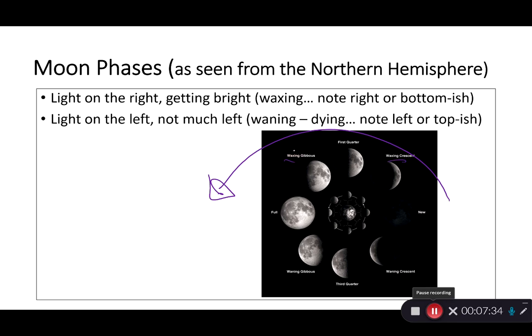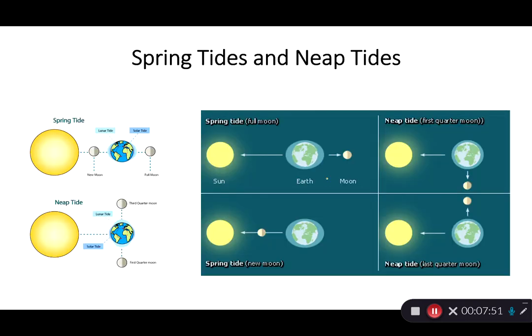And on the dying light on the left is not much left. Waning meaning to die. Again, depending on when you see the moon rise, it could be that it's actually on the top part that is colored. So that's a pretty good indication. Those are the 8 phases of the moon.